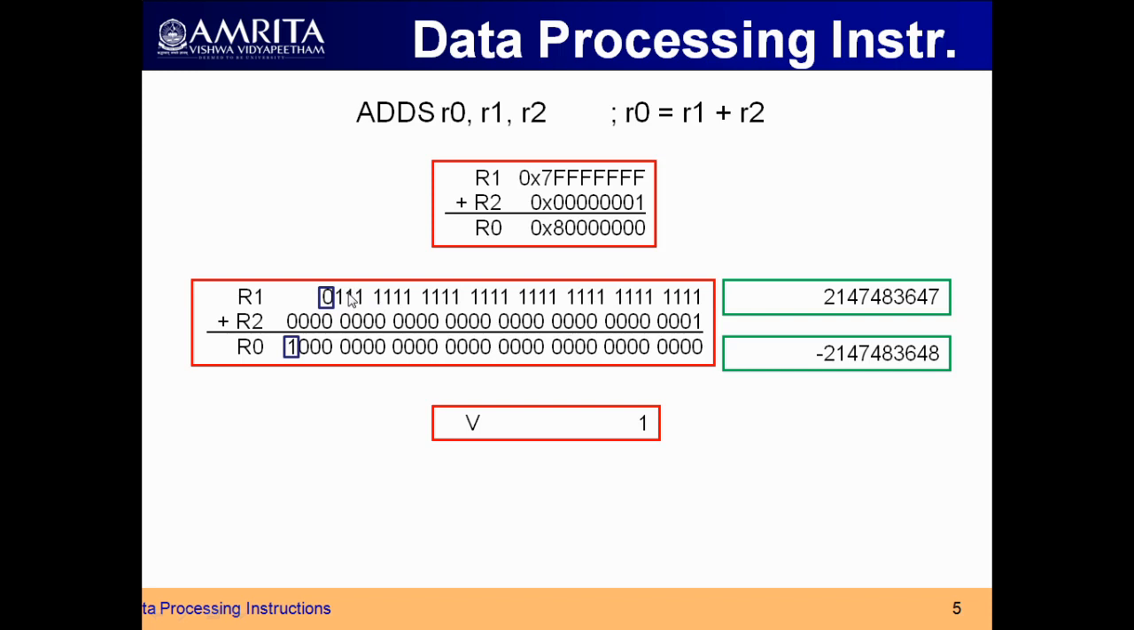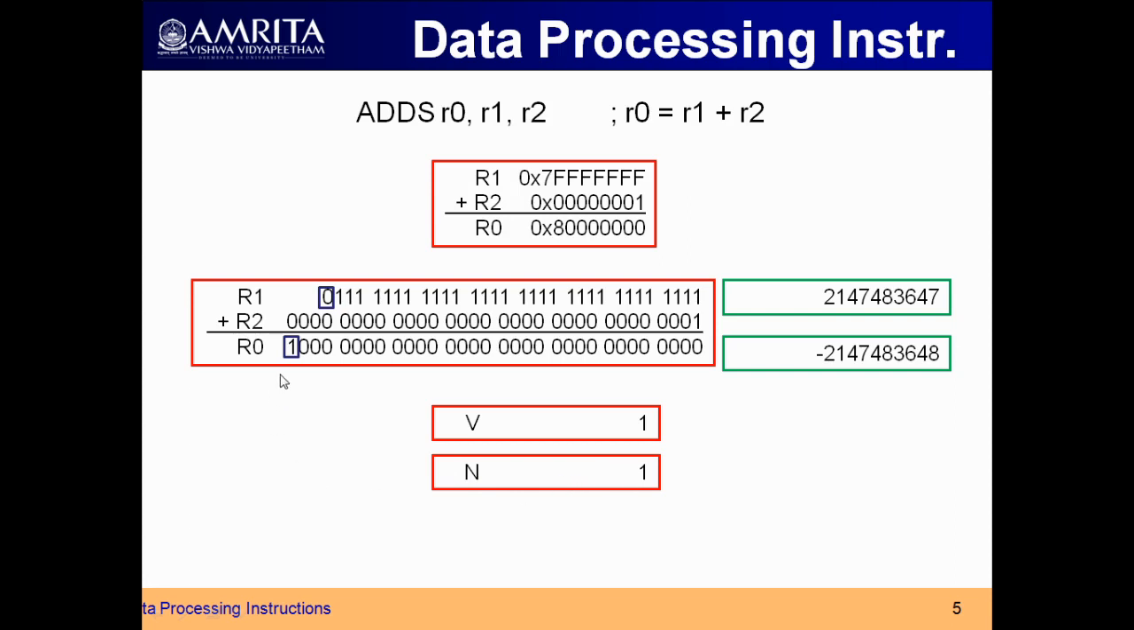Why overflow? This was the maximum possible positive number. When you are adding 1 to it, overflow has taken place. And what type of addition you have performed? Signed addition. So signed addition has taken place and overflow has taken place. So overflow flag will be set. Any doubt? In addition to that, one more flag will be set. What is that? Negative flag.